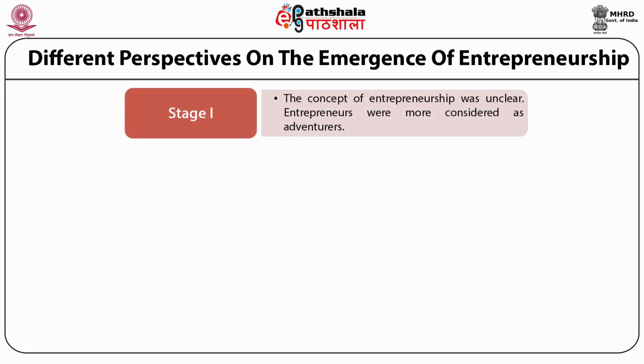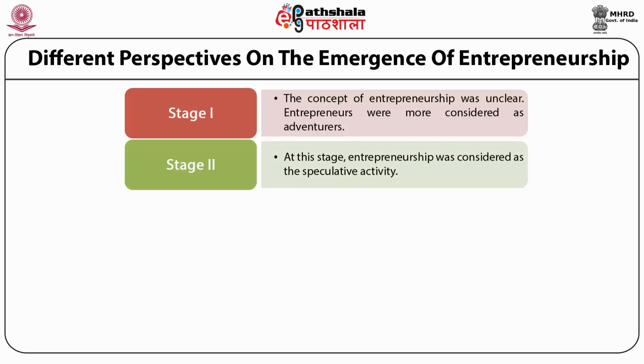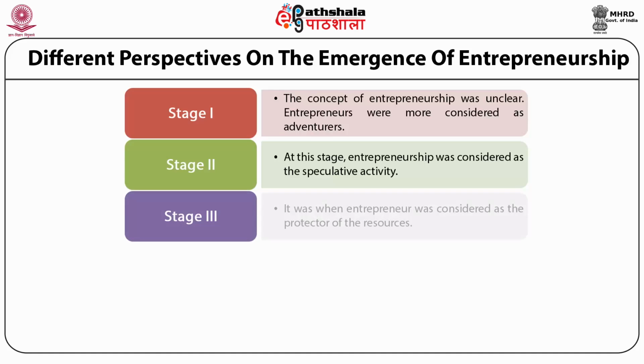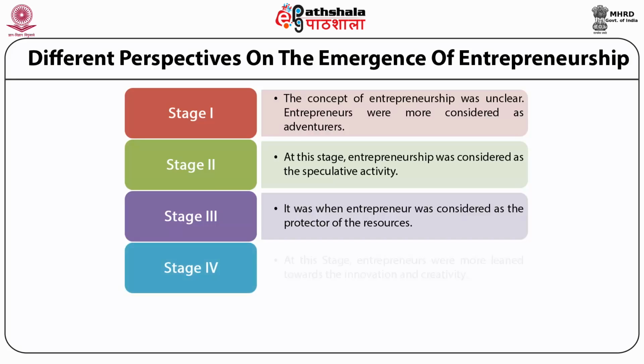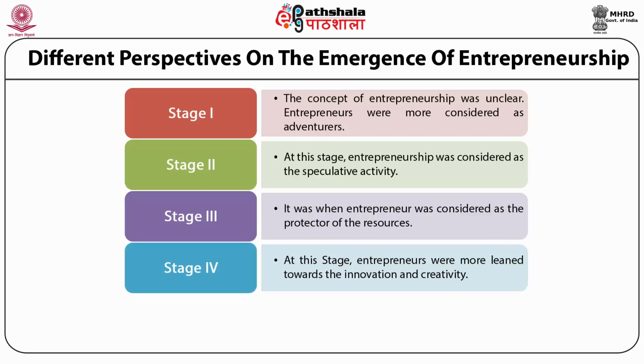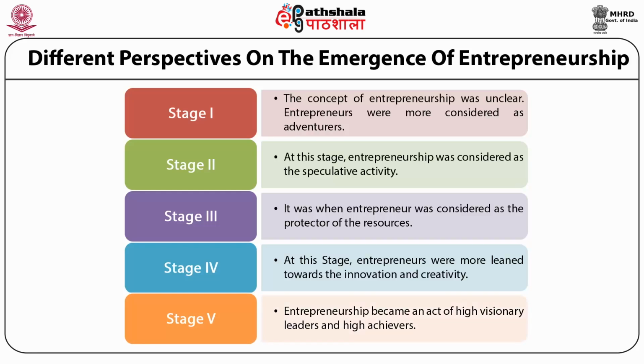Stage 1: the concept of entrepreneurship was unclear, and entrepreneurs were more considered as adventurers. In stage 2, entrepreneurship was considered a speculative activity. Stage 3: it was when the entrepreneur was considered the protector of resources. At the 4th stage, entrepreneurs were more inclined toward innovation and creativity. Stage 5: entrepreneurship became an act of high visionary leaders and high achievers.